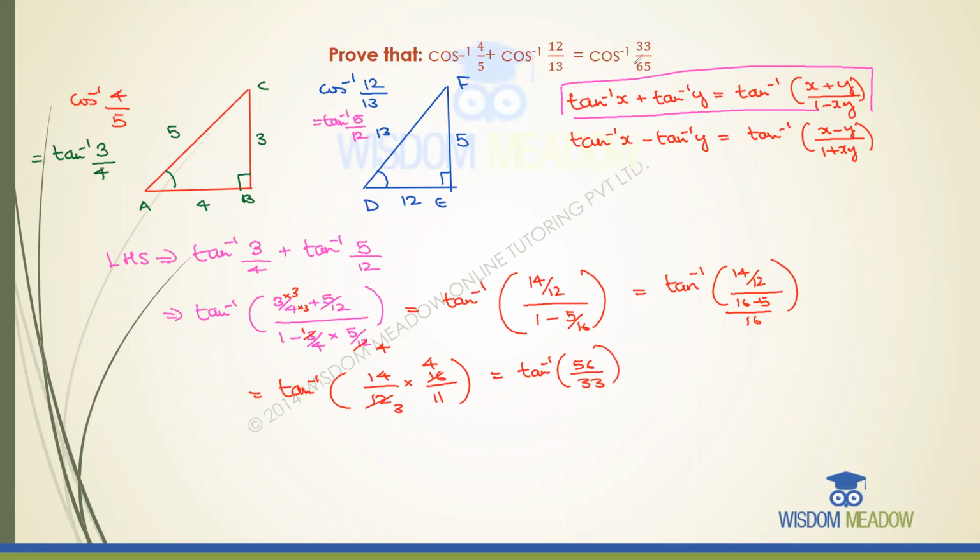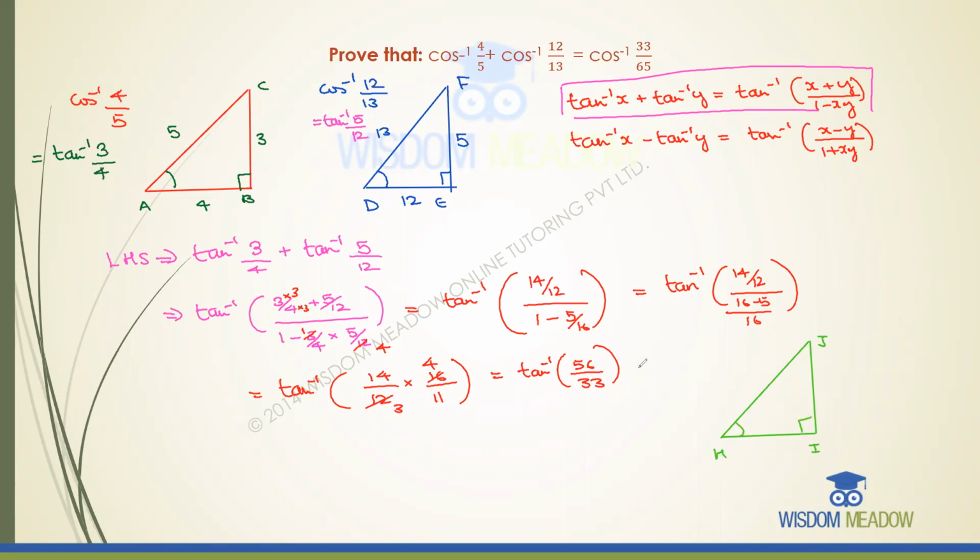Now on the right side, we need cos inverse. So changing this tan inverse to cos inverse. Again, we need to take a right triangle. I'm going to consider a right triangle. Since it's tan inverse, let's name it as HIJ. Let me consider the acute angle H.